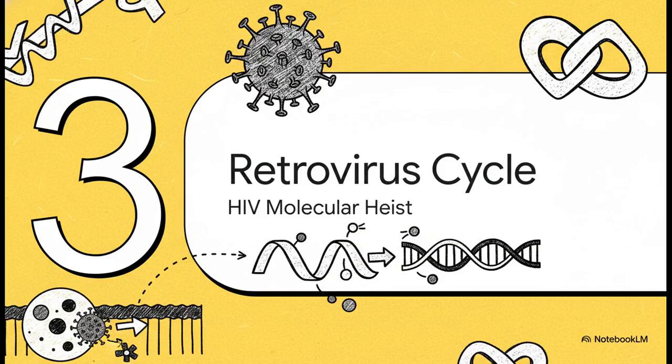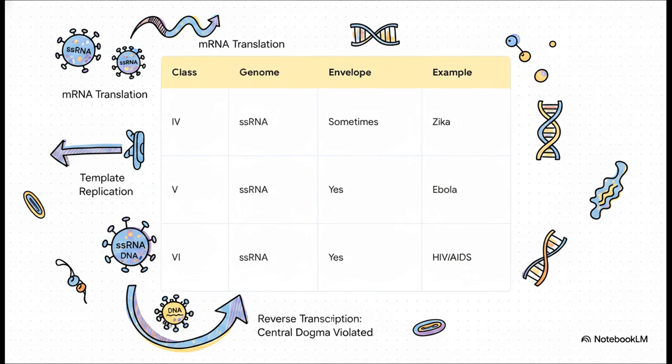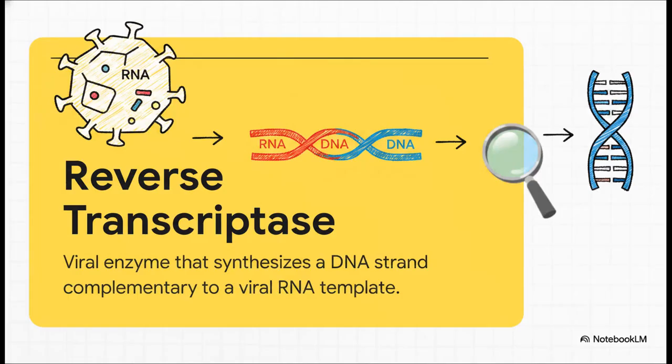Okay, Section 3, the retrovirus replicative cycle. It's time to deconstruct the HIV molecular heist. Animal RNA viruses are categorized by how their genomes function. Class 4 genomes can immediately act as mRNA, and Class 5 serve as a template. But Class 6 retroviruses, like HIV, are in a league of their own. They literally violate the central dogma of molecular biology by completely reversing the standard flow of genetic information. Because normal host cells have absolutely no machinery to read RNA and write DNA, retroviruses actually have to pack their own enzyme, reverse transcriptase.